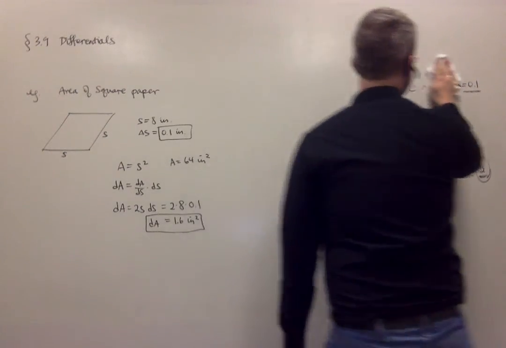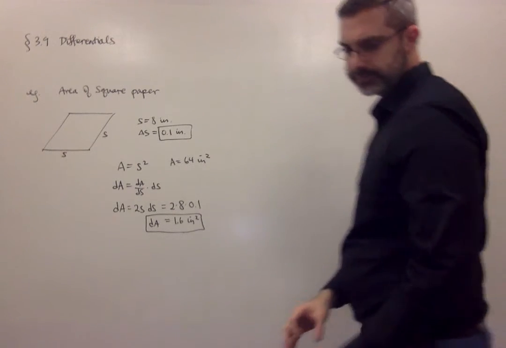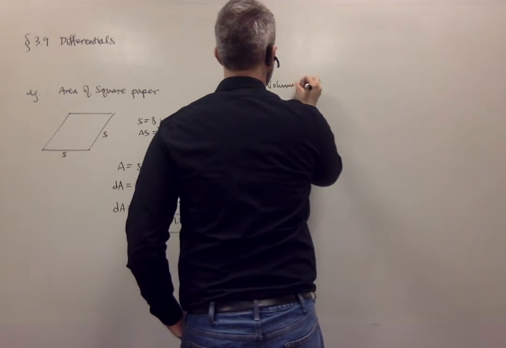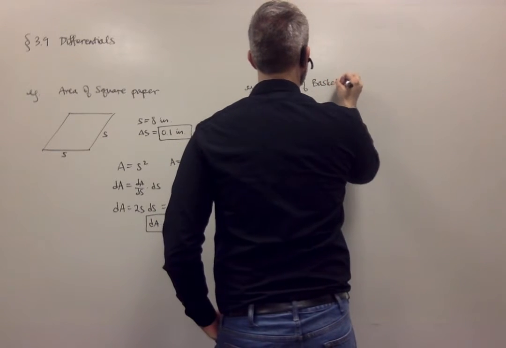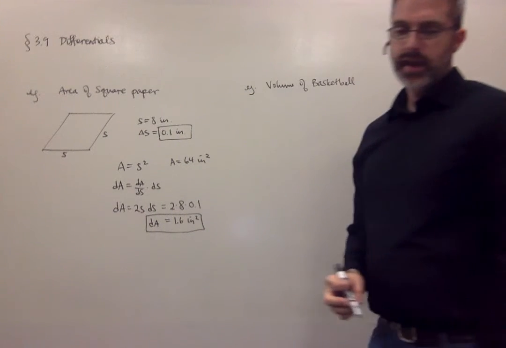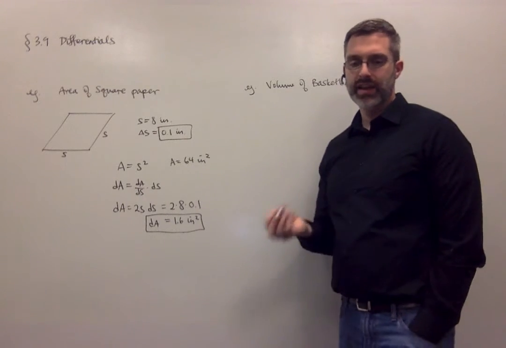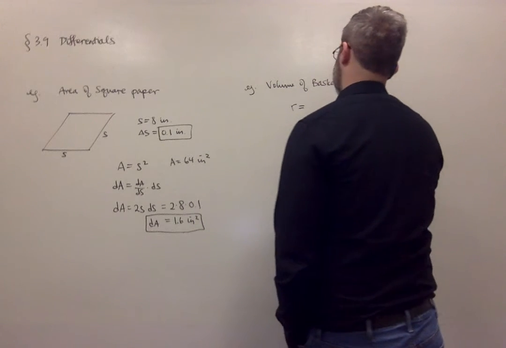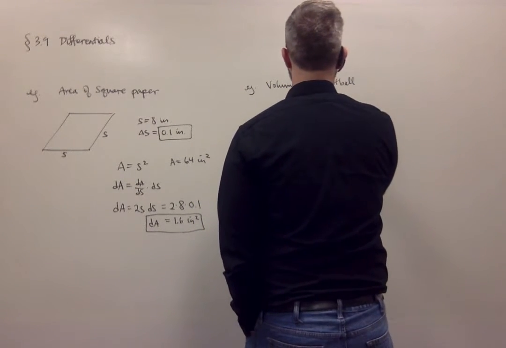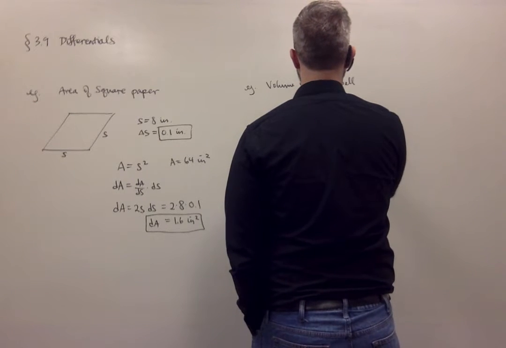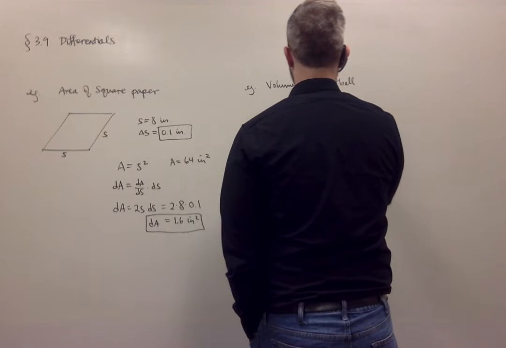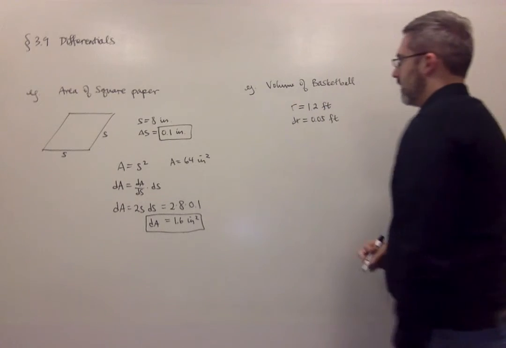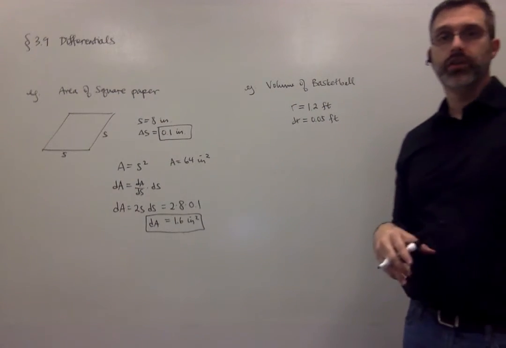Let's do one more. Let's suppose that we were measuring a basketball, and we want the volume of a basketball. And let's suppose that we could actually measure the radius. So let's suppose that we measure the radius to be, let's say the radius is 1.2 feet, but the error in the radius is about 0.05 feet. And then the question is, what kind of error am I looking at with the volume?